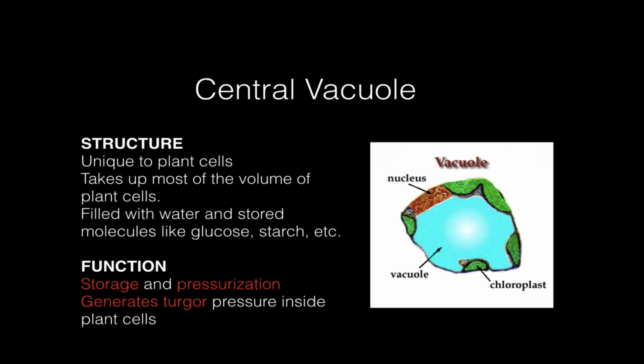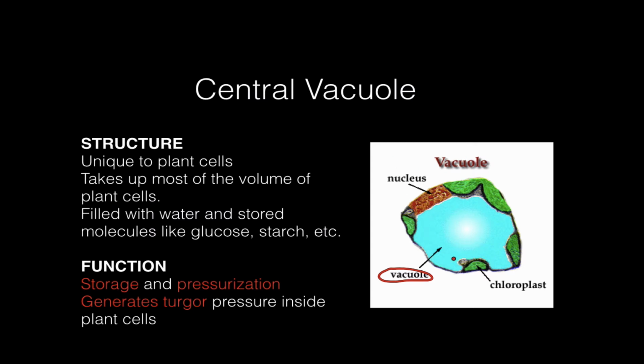Now, the central vacuole is another organelle found inside of plant cells, and it takes up most of the volume of a plant cell. If you look at this drawing here, this blue part right here labeled vacuole, you'll notice it takes up most of the volume of this plant cell. The chloroplast and the mitochondria and the nucleus are all kind of pushed to the side.